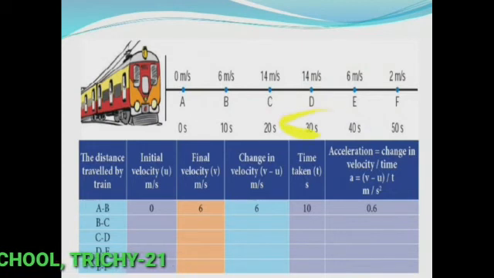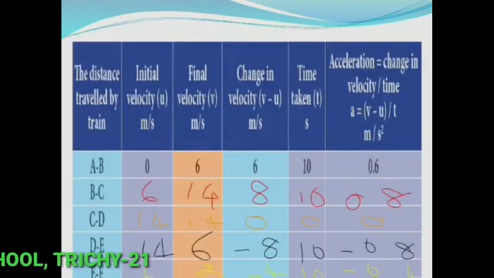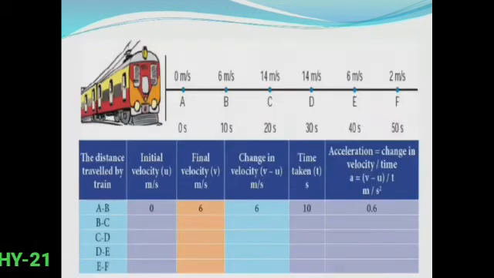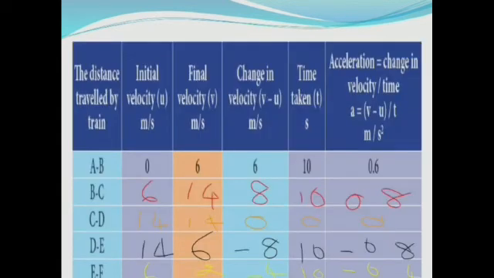Time duration is the same, that is 10 seconds. So 14 and 6. So v minus u, we get minus 8. Divided by time 10, we get minus 0.8 meter per second square. Then from E to F, 6 meter per second is the initial velocity and the final velocity of the train is 2 meter per second. The time taken is 10. So we get minus 0.4 meter per second square.